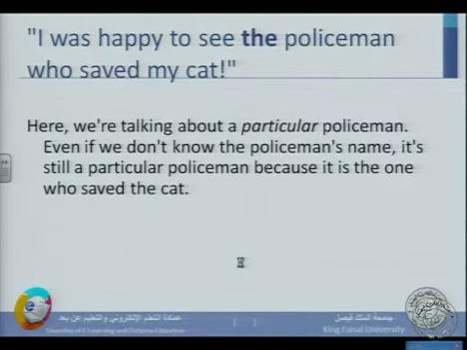I was happy to see the policeman who saved my cat. The policeman who saved my cat. Here we are talking about a particular policeman. Even if we don't know the policeman's name, it is still a particular policeman because it is the one who saved the cat.